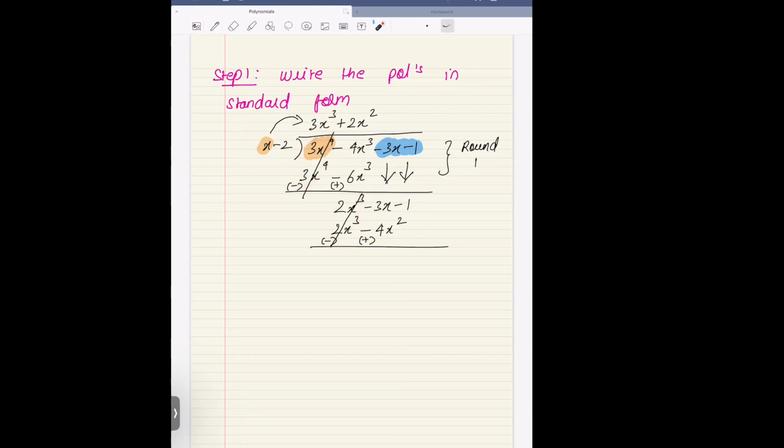Now, there is a scope of mistake over here. Generally, what people do is they will do minus 3x minus 4x square and they will write x square. No, there is no x square term over here. So this will come down as it is, 4x square. Understood? There is no x square term over here, so there is nothing to subtract. There is no like term. And again, minus 3x minus 1 will come down as it is. Clear? This is called round 2.